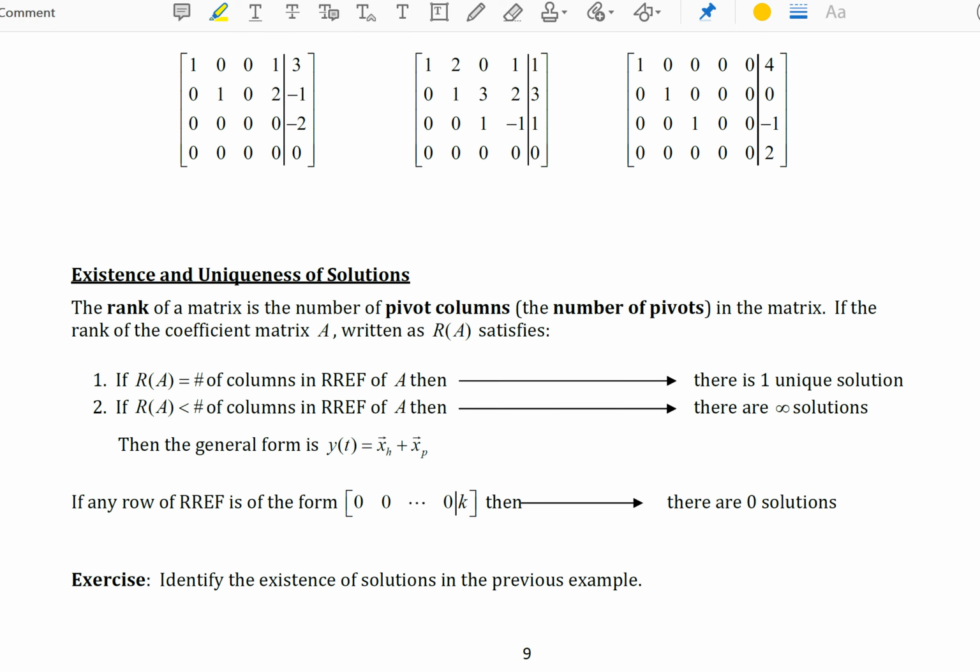to the bottom of page 9, where we introduced the existence and uniqueness of solutions. At that time, we introduced the rank of a matrix as the number of pivot columns, or the number of pivots that we see in our matrix. If the rank of the coefficient matrix, so here I'm just talking about the matrix A, so just the left side of our augmented matrix. Remember, this is your coefficient matrix.